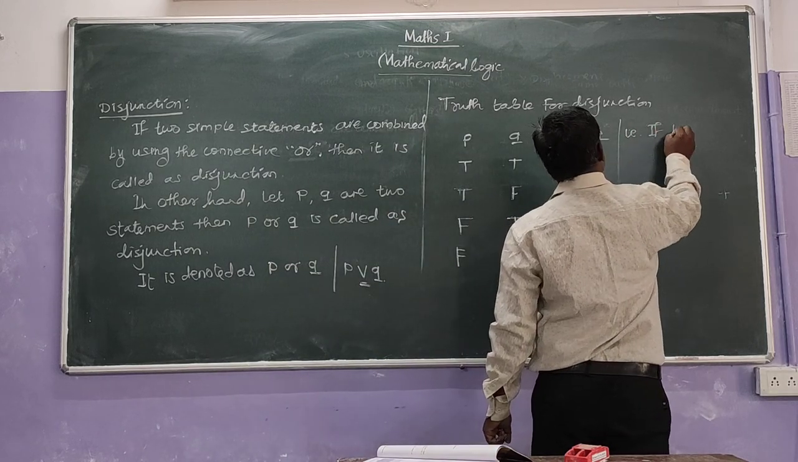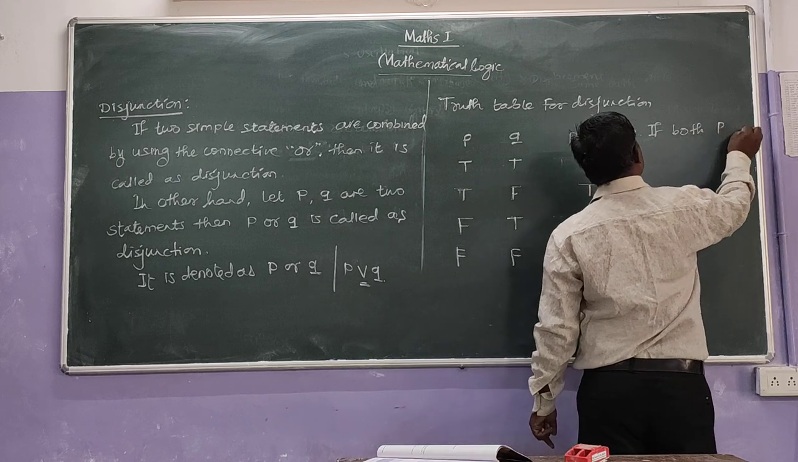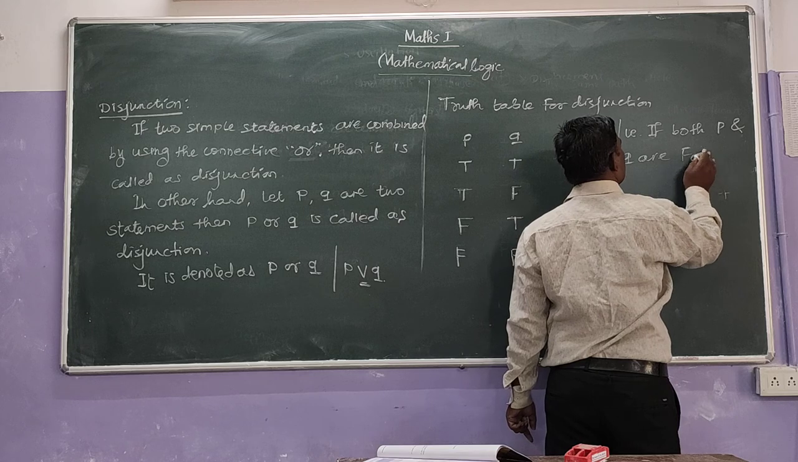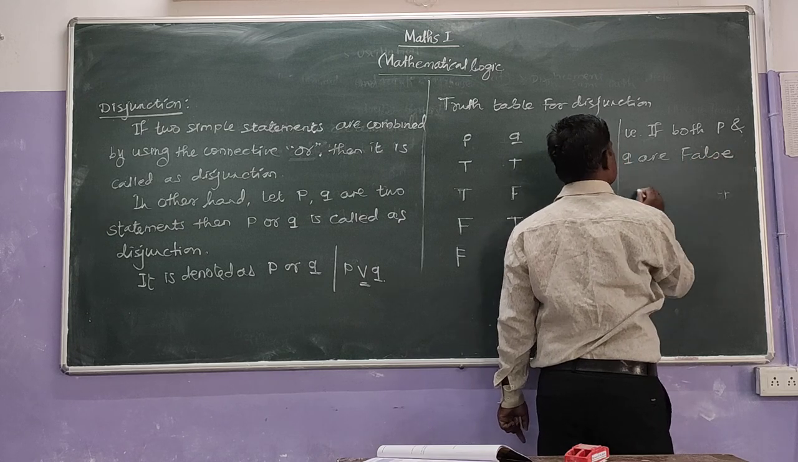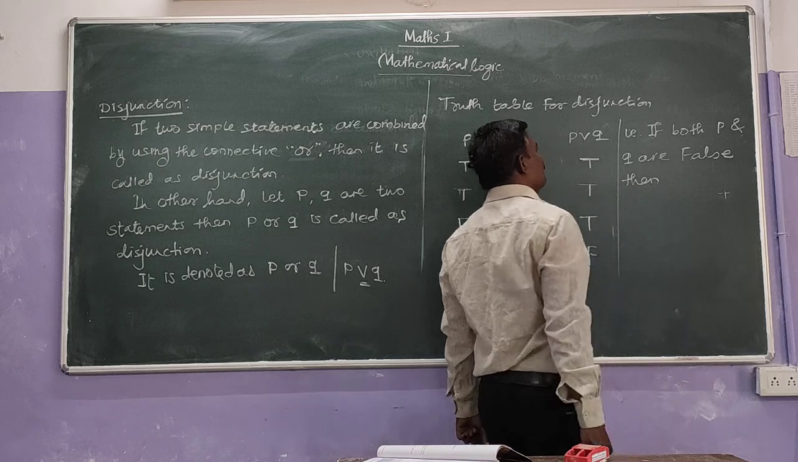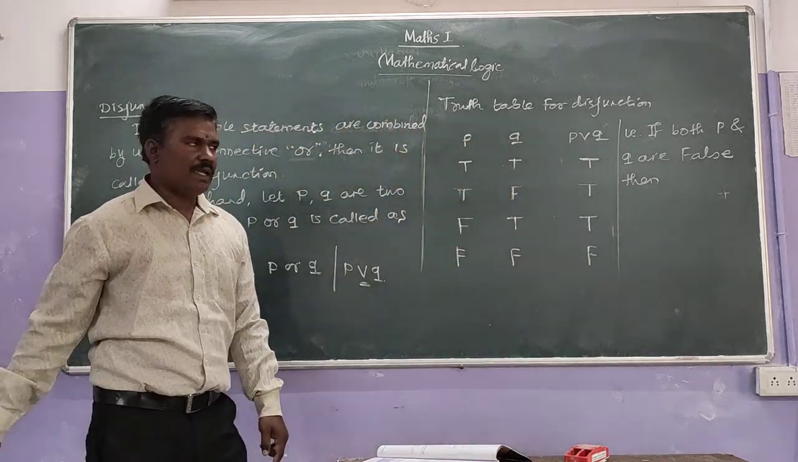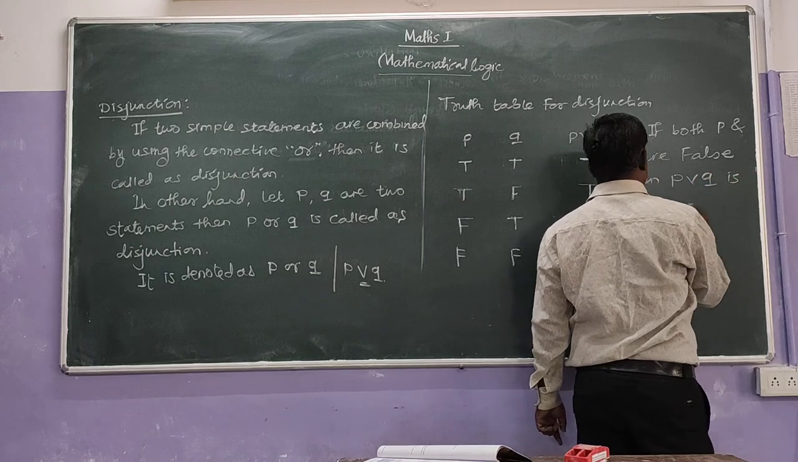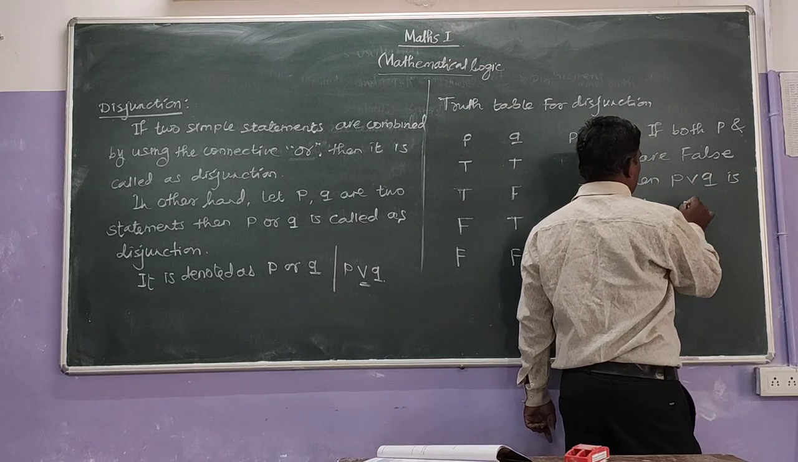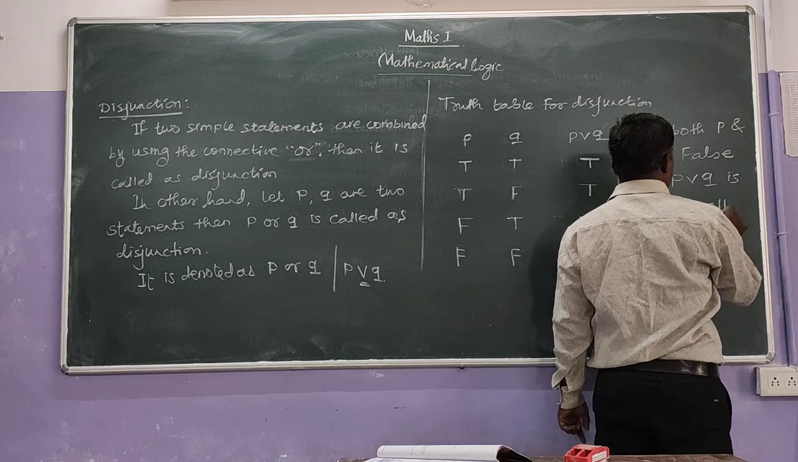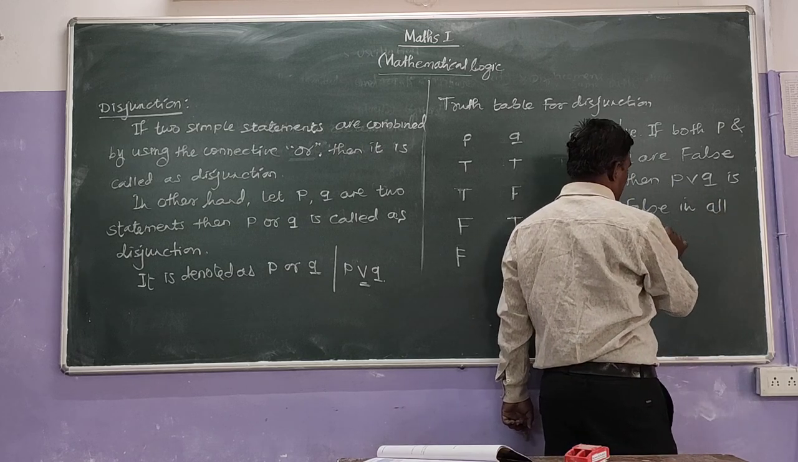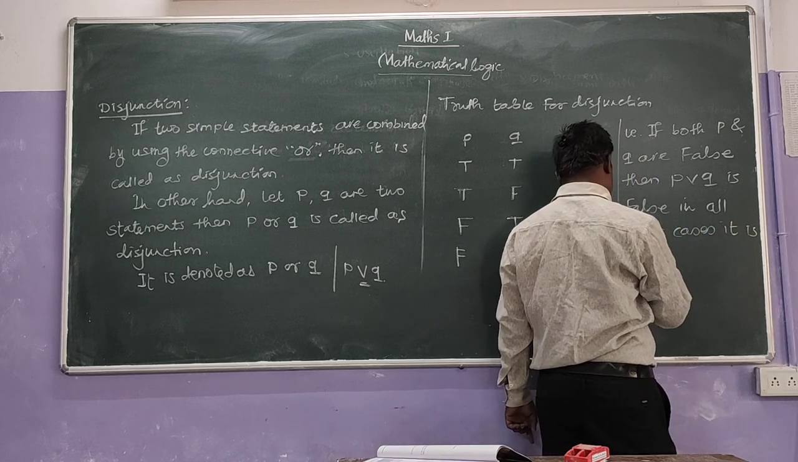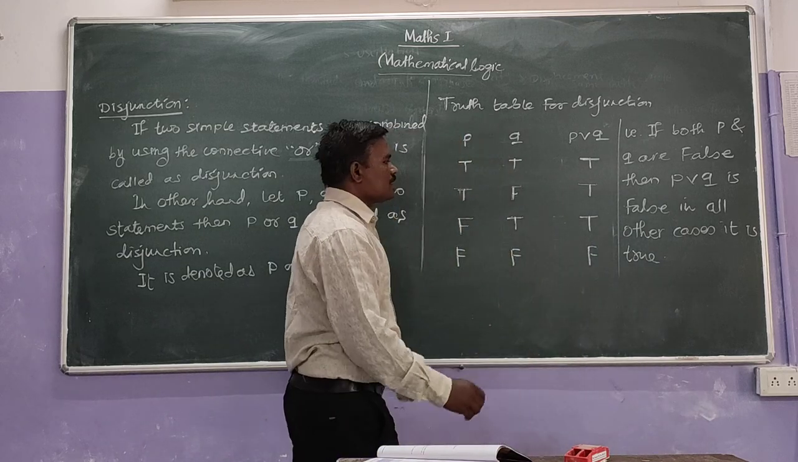Therefore, if both P and Q are false, then P disjunction Q is false, and in all other cases it is true.